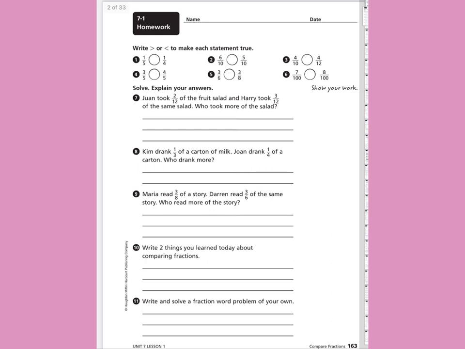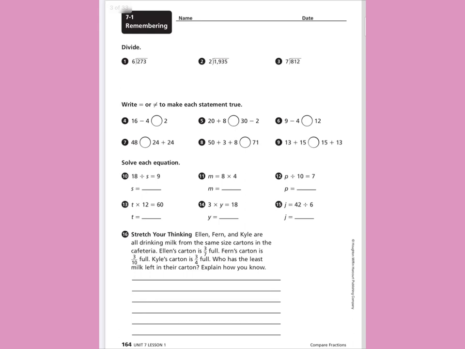All right, next we're going to go to the homework page, and you can either print this page off at home or you can just complete it on Seesaw because you don't have a paper copy for your homework yet. You will get them tomorrow. So for 1 through 6, you're going to compare using the greater than or less than symbol. You're going to cross out number 11. And then for 10, it says write 2 things you learned about comparing fractions or 2 facts that you know about comparing fractions. Then you're going to complete page 164. We're going to skip number 16 today.